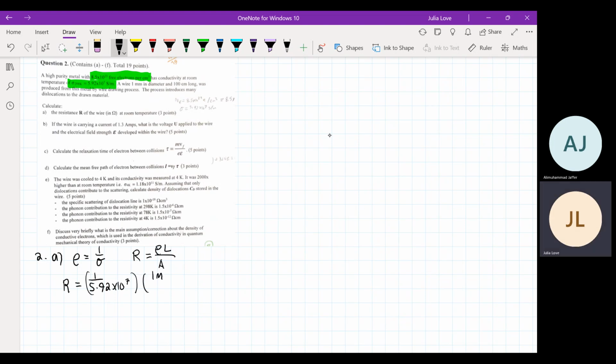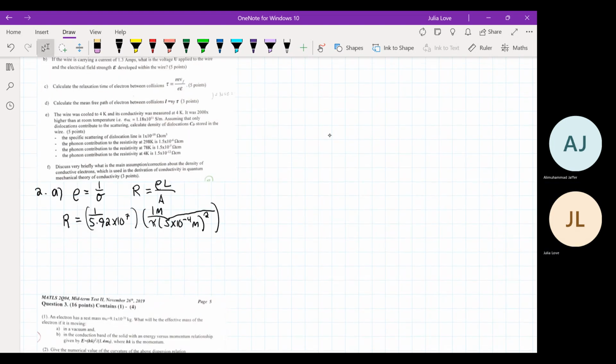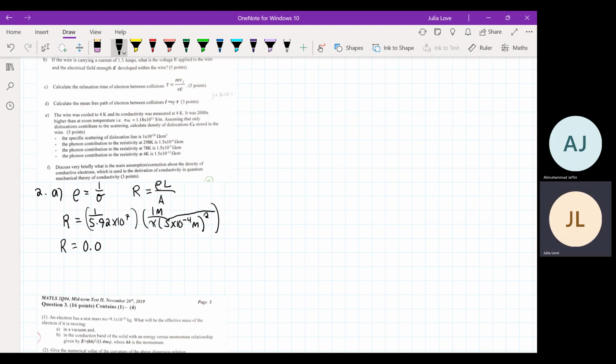The length of the wire is 1 meter over the area, which is just pi times the radius squared. I'm just leaving this all in meters to make it simple. And then solving for the resistance, we have 0.0215 ohms.